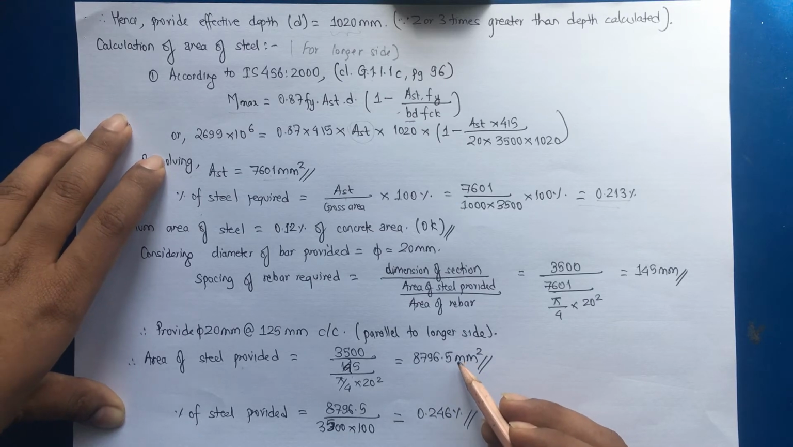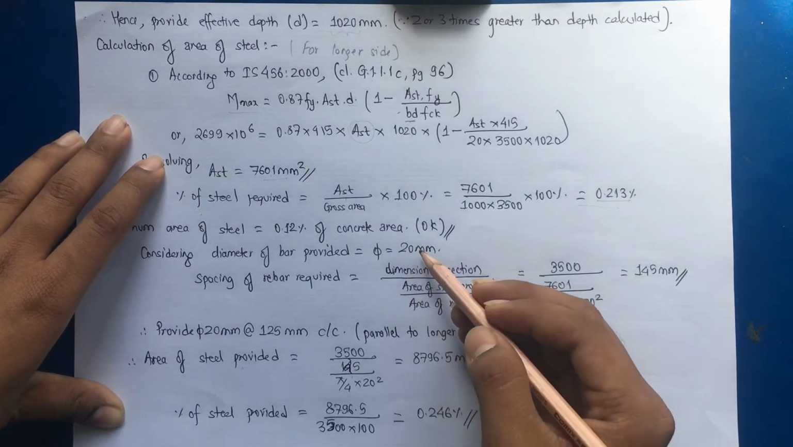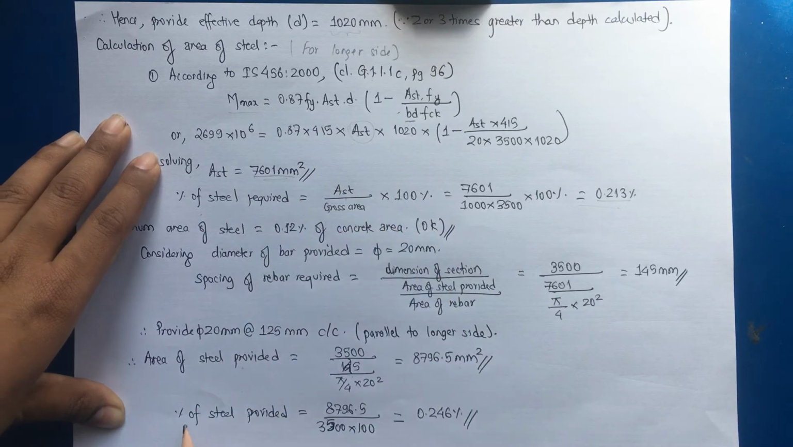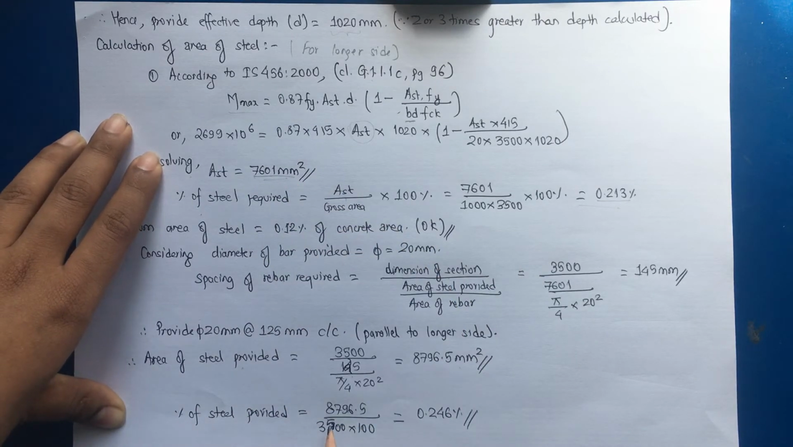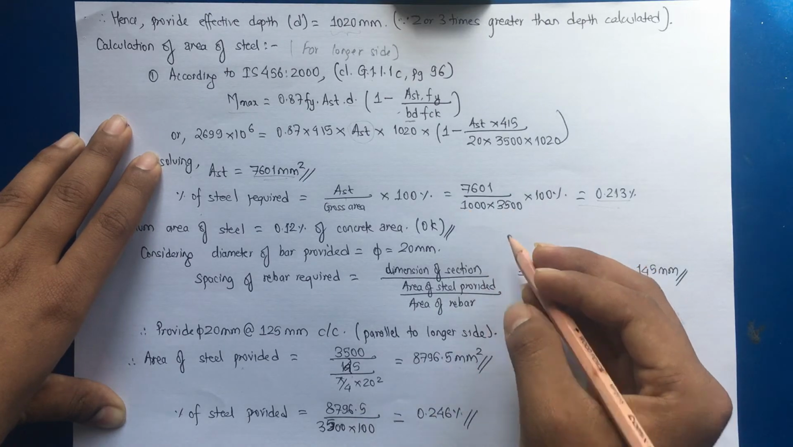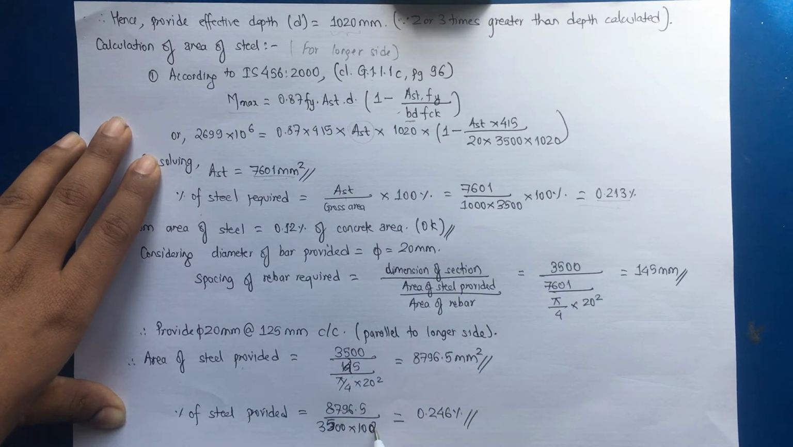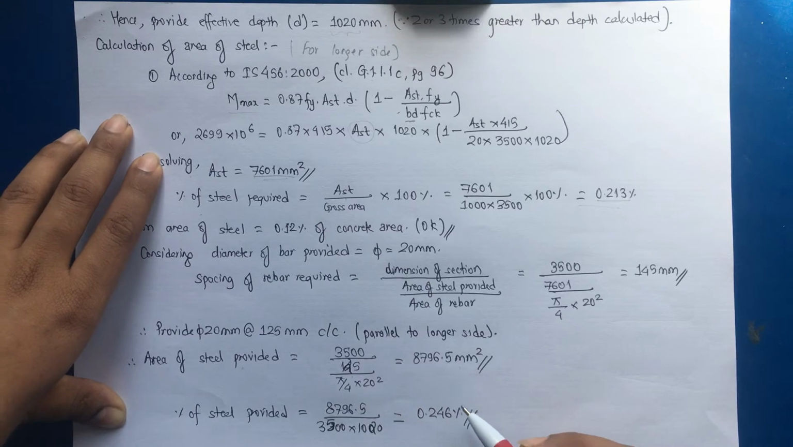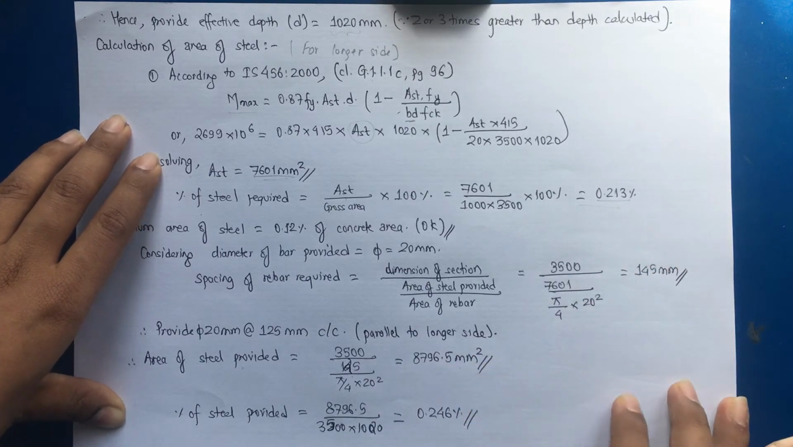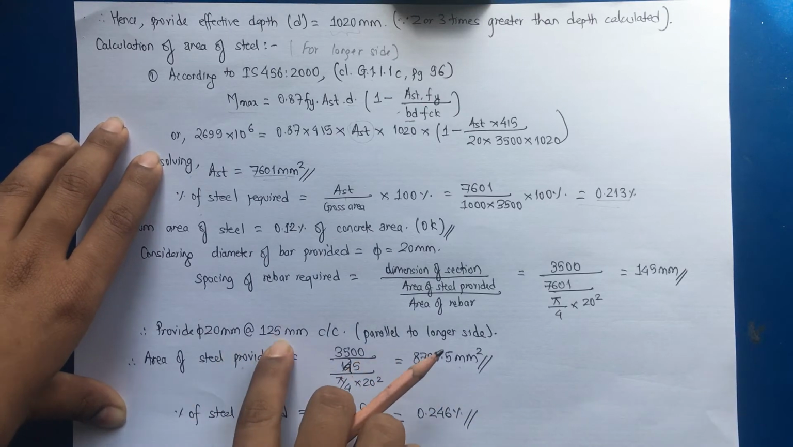8796.5 mm square, which is greater than the value required. So percentage of steel provided is equal to 8796.5 divided by the concrete area, 1020. So we get this value as 0.246, which is slightly greater than the required one. But it is okay, ensuring the workability inside.